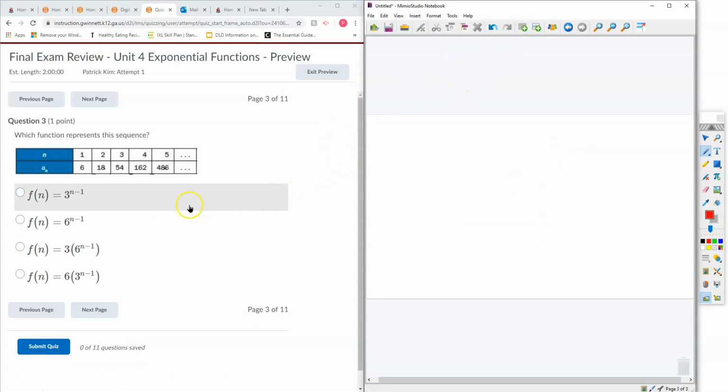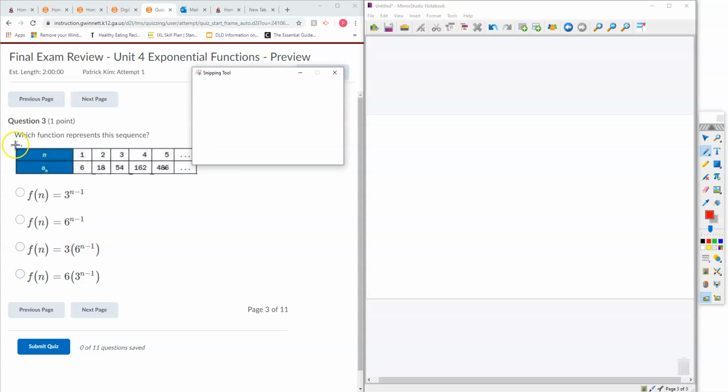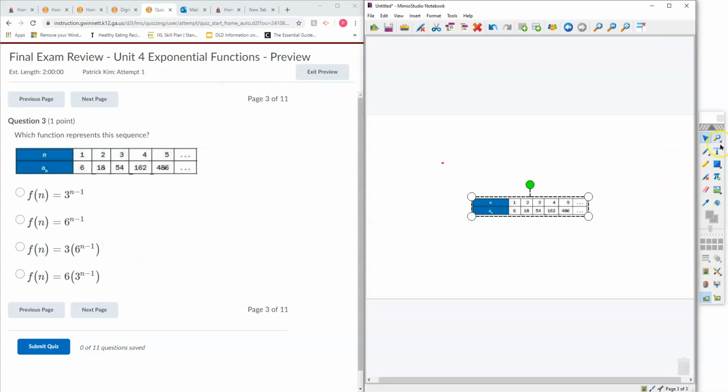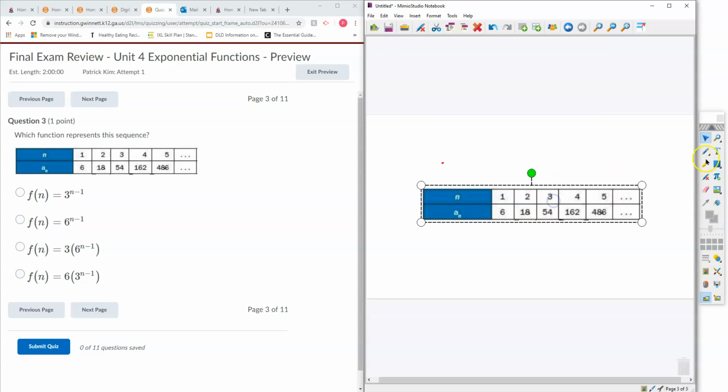Same thing here. Let's see if I can copy it over. Okay, this is number 3.